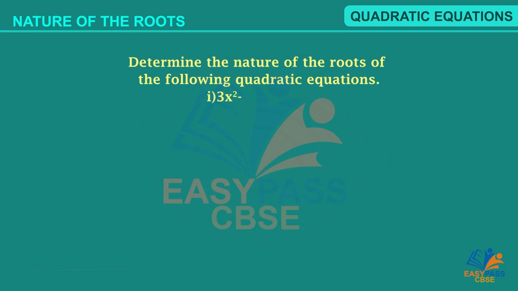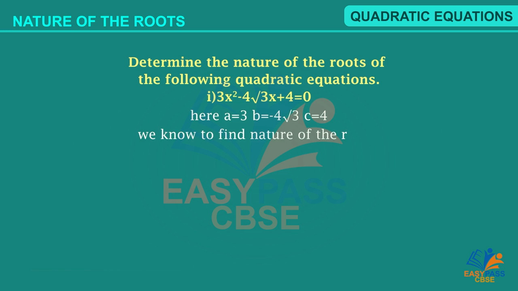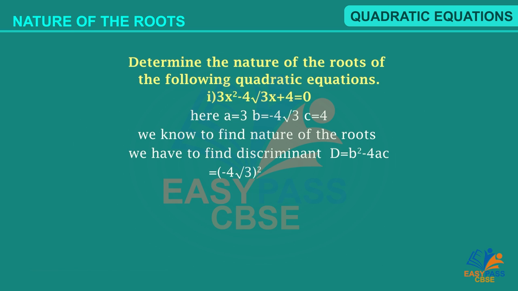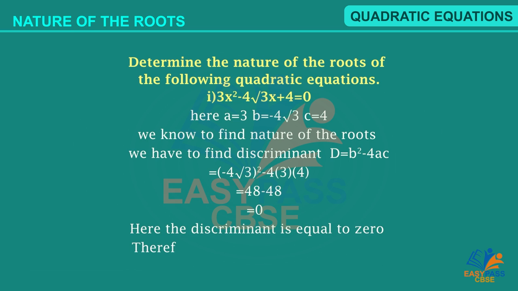Question 1, 3x square minus 4 root 3x plus 4 is equal to 0. Here a is equal to 3, b is equal to minus 4 root 3, and c is equal to 4. We know to find the nature of the roots, we have to find the discriminant D is equal to b square minus 4ac. That is minus 4 root 3 whole square minus 4 times 3 times 4 is equal to 48 minus 48 is equal to 0. Here, discriminant is equal to 0. Therefore, the roots are real and equal.